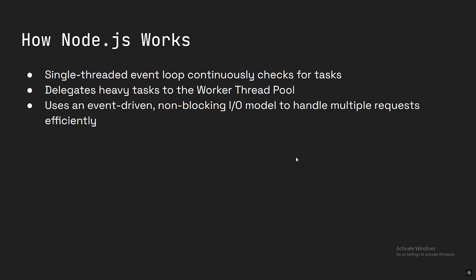And so how does this all work? So Node is a single-threaded event loop that's continuously checking for tasks, but whenever it sees a task, it has the option to delegate heavy tasks to a worker thread pool. So inherently it's single-threaded, but you are able to make it multi-threaded if you choose to use worker thread pools and promise pools. And it uses an event-driven, non-blocking I/O model to handle multiple requests efficiently.